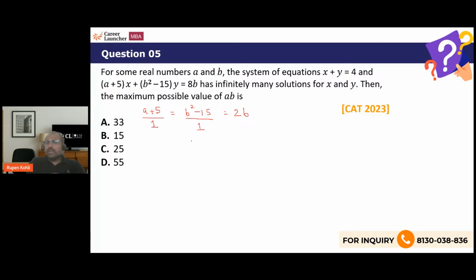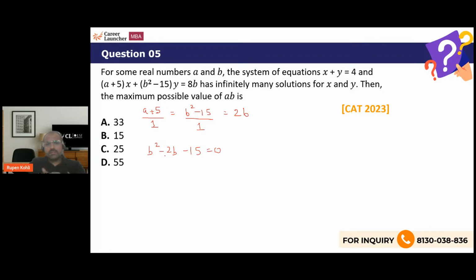So we should be able to solve for the two possible values of b from here, right? And then we can do the maximization of a into b. So our quadratic is b squared minus 2b, this comes over here, minus 15 equals 0. So this is an easy factorization, minus 2.